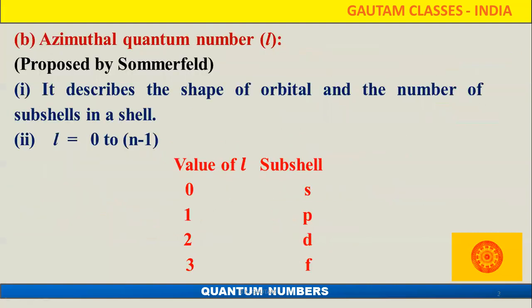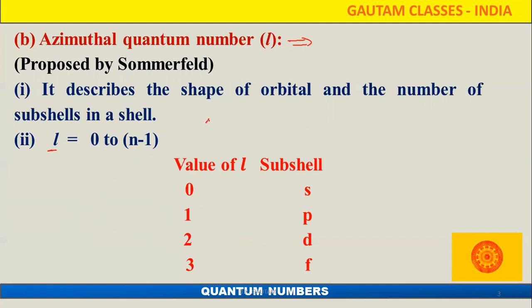Now the next thing is the azimuthal quantum number. What is the azimuthal quantum number? It tells us about the shape of the orbitals. So here we are going to define the relation between the azimuthal quantum number and the principal quantum number. The azimuthal quantum number is related to the principal quantum number by the range 0 to n minus 1.